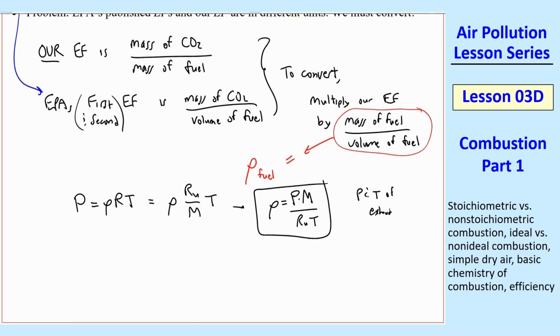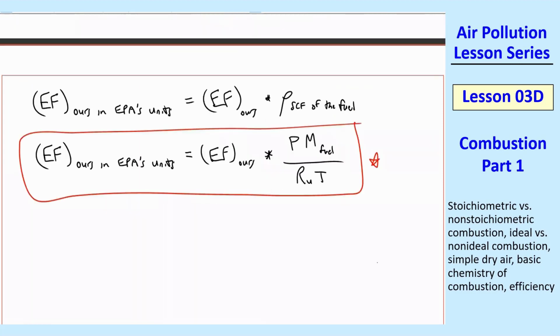However, EPA is using standard cubic feet of their fuel. So we're not going to actually use the P and T of the exhaust, but P and T of standard conditions. So finally, EF ours in EPA's units, which is what we want, is what we had previously calculated as EF ours times P M fuel over RU T.